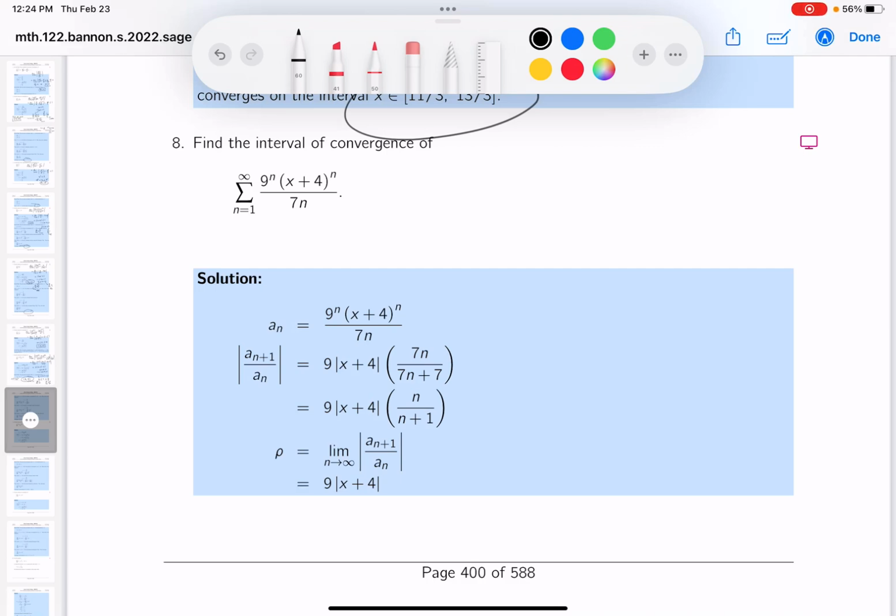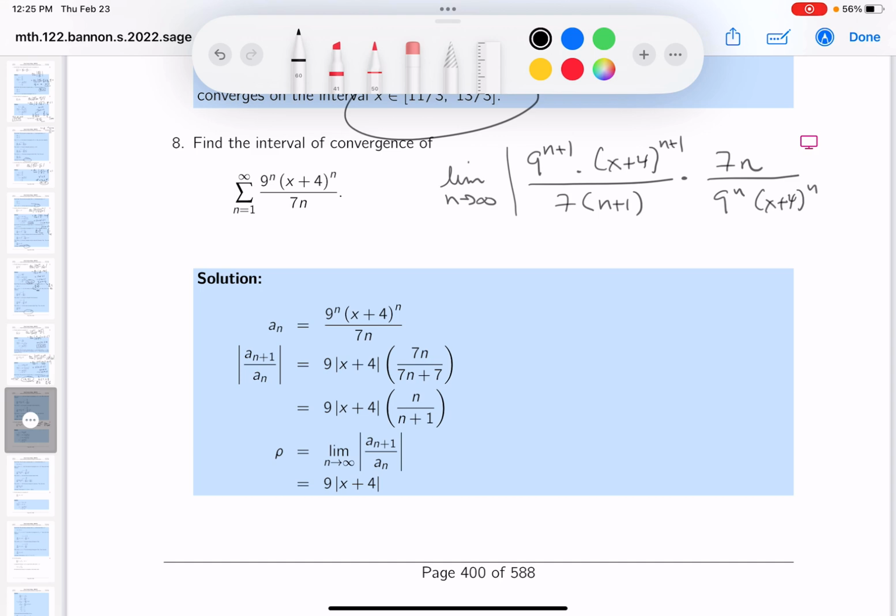All right, let's write down the limit as n goes to infinity, absolute value, that's 9 to the n plus 1 times x plus 4 to the n plus 1 over 7 times n plus 1, times the reciprocal now, 7n. And what do you get over here? You get 9 to the n, I should say, and x plus 4 to the nth power.